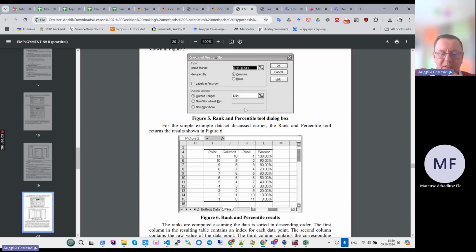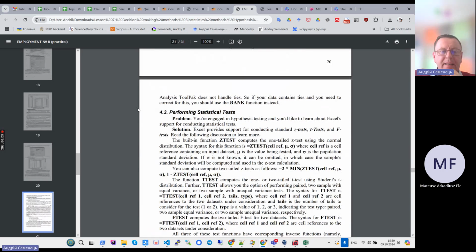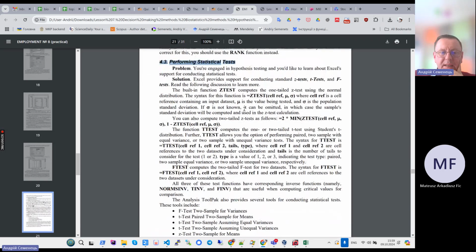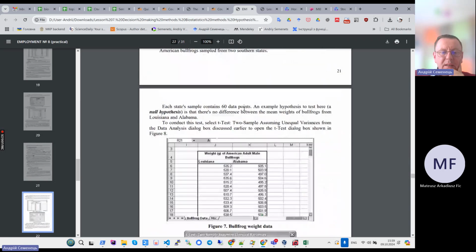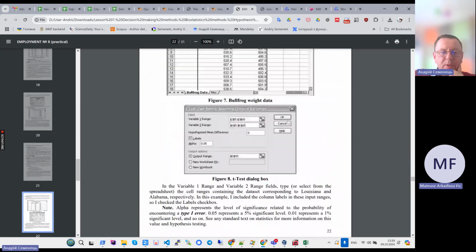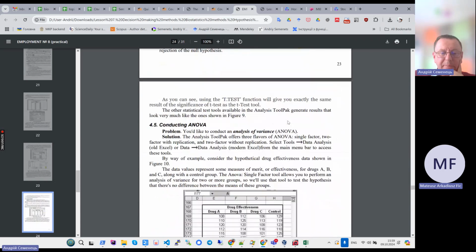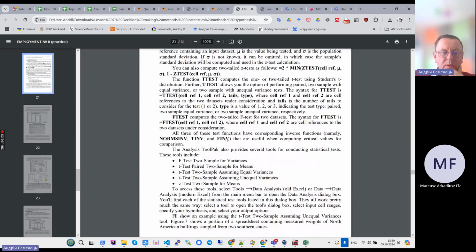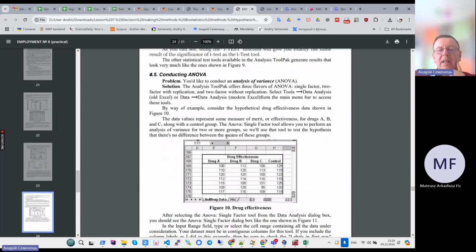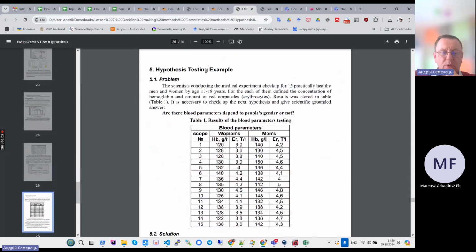But spreadsheets are used everywhere, and, for example, statistics are not exactly everywhere. And in section 4.3, starting from page 21, some notes are given about how to do statistical hypothesis testing. An additional section is given about how to conduct analysis of variance and so on.